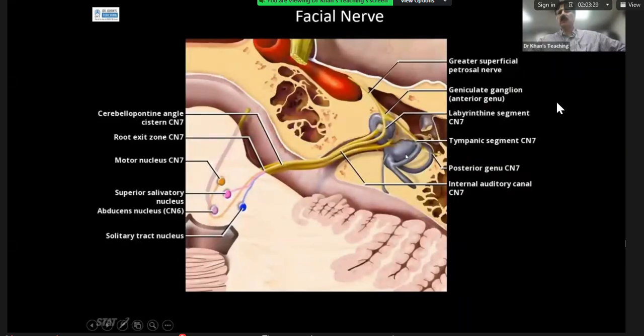You don't have to remember intricate details for FRCR, but you should know that there are semicircular canals. This is the superior semicircular canal. This is the lateral semicircular canal. This is the posterior semicircular canal. This is the endolymphatic duct and the sac.